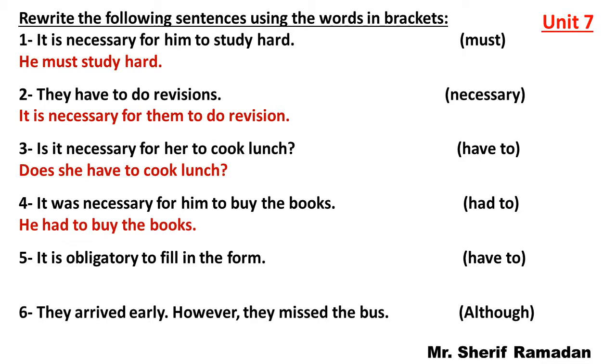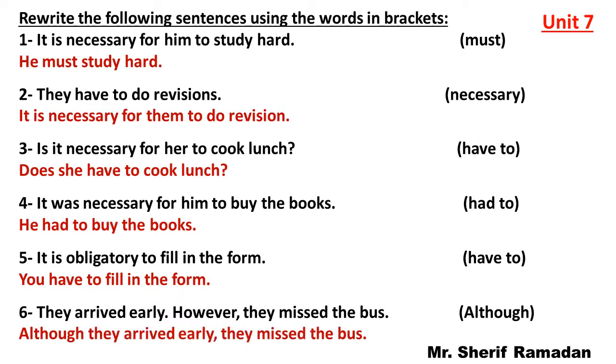It is obligatory to fill in the form. استخدم have to، يبقى you have to fill in the form. Number 6: They arrived early however they missed the bus. استخدم although. نلاحظ في الجملتين ما بينهم contrast تناقض، لكن استخدام however بيجي في بداية الجملة الثانية بعد وجود full stop بعد الجملة الأولى، بجيب however وبعدها كوما والجملة الثانية. أما although ببدأ غالبا بيها الجملة، بقول although they arrived early بالرغم إن هم وصلوا مبكرا، كوما they missed the bus يعني ما لحقوش الباص.